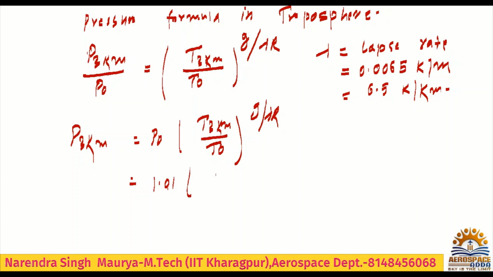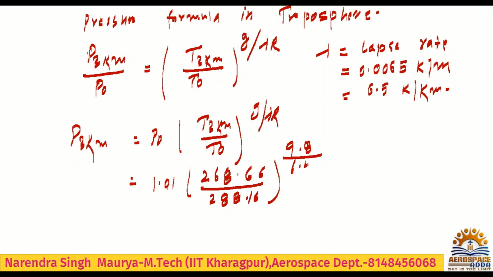At 3 kilometer, what is the temperature? It is given, if you check, 268.66 divided by T naught. How much is T naught? It is given, 288.16. G is 9.8. What is lambda? If you are writing this value as 6.5, then distance you have to write in kilometers. If you are writing distance in meters, the lambda value changes.